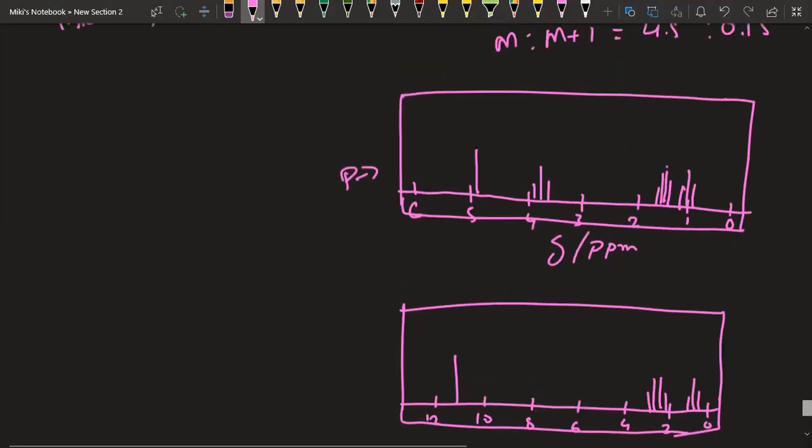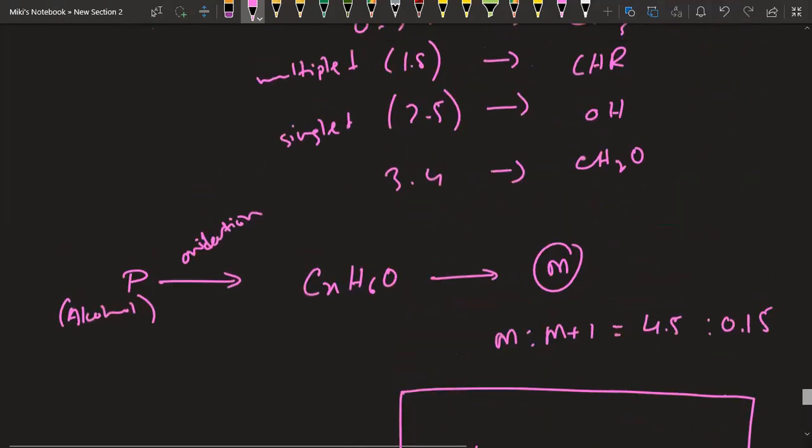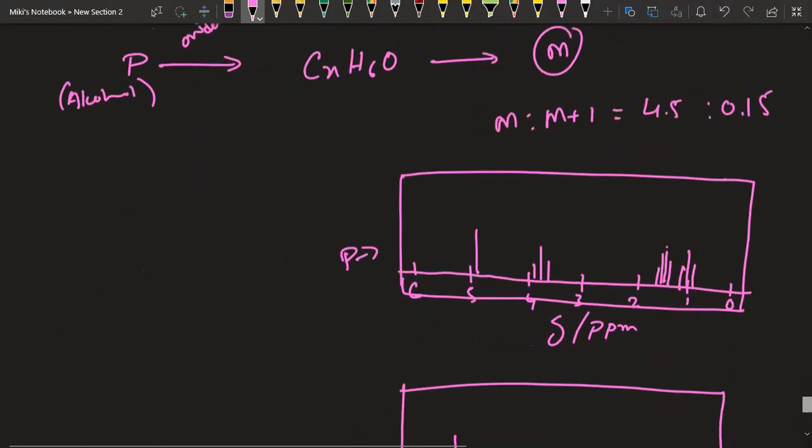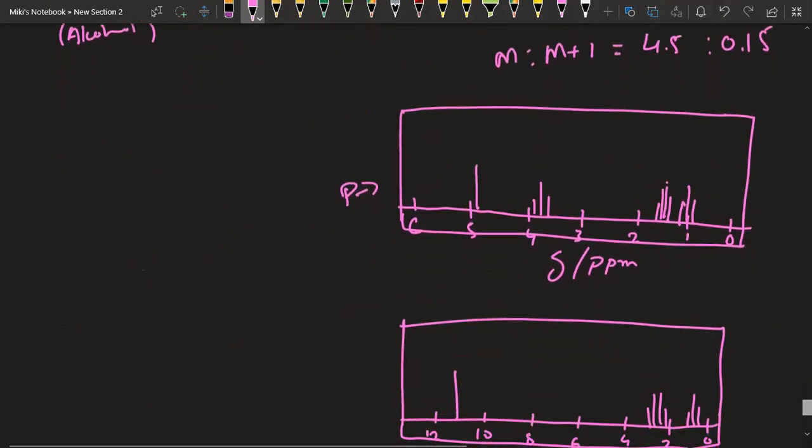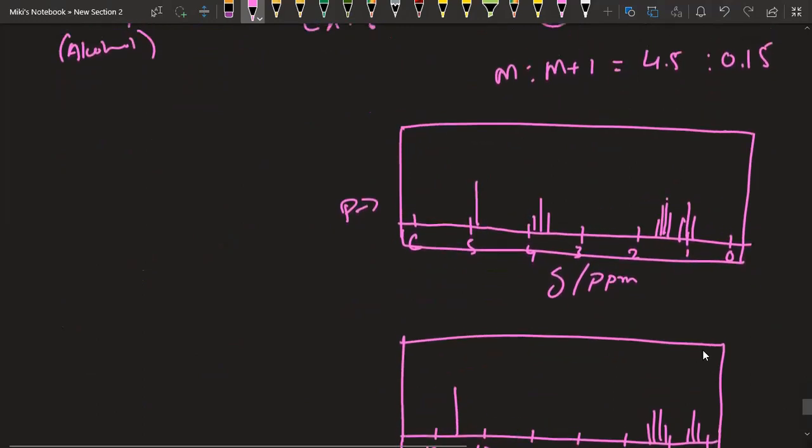Now that's also counts per minute. Now using this information, we have to find what is P and what is M. Okay. Now we have the M:M+1 ratio. Let's at first find the number of carbon atoms, number of C atoms. You can pause the video, try it by yourself. It's completely fine to see how far you can get. Then when you get stuck, you can pause there.